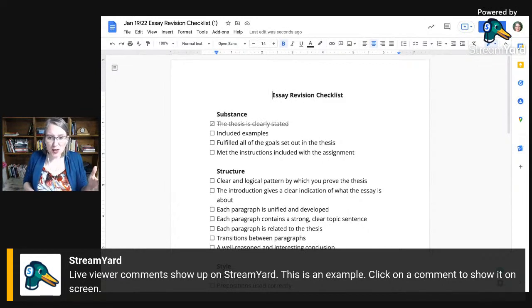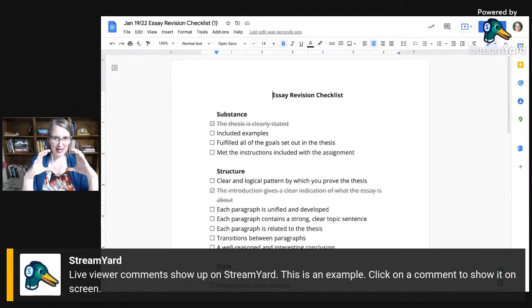Is there a clear and logical pattern that proves the thesis? So we want to make sure that it's clear and logical throughout. Does the introduction give a clear indication of what the essay is about? I think yes. Now, is each paragraph unified and developed? Meaning, as we read the paragraphs, are they talking about only one topic in each paragraph? We're looking for a topic sentence that's going to guide us in knowing what the rest of the paragraph is about. And is each paragraph related to the thesis?